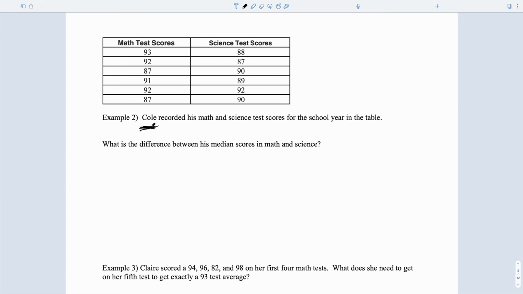Example 2, Sasha. Read Cole recorded. Cole's my cousin. Wyatt, that's your first. In the table above, what is the difference between his median for math and science? Okay, circle or underline median. When you're talking about median, you're looking for the middle. Lexi, what do I have to do with the math test scores to find the middle?